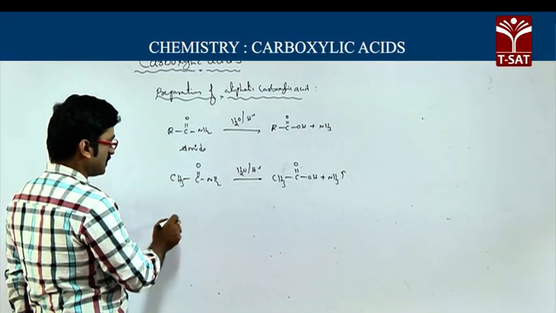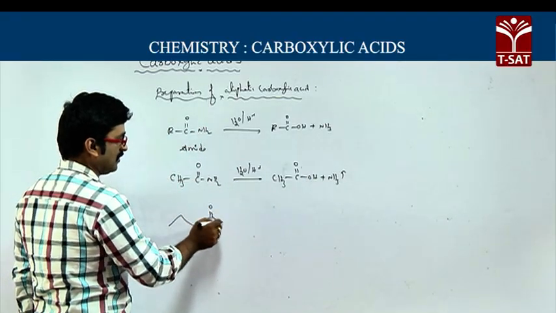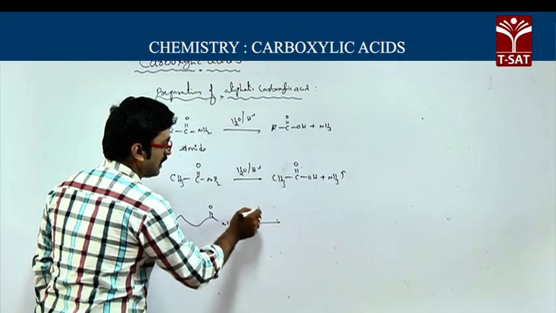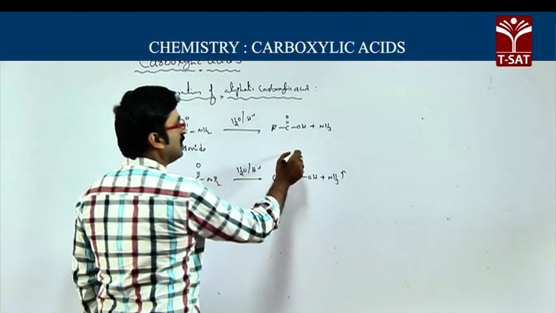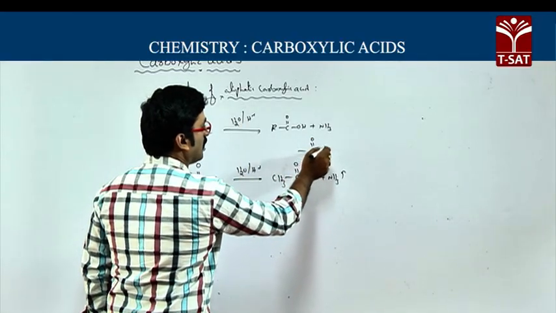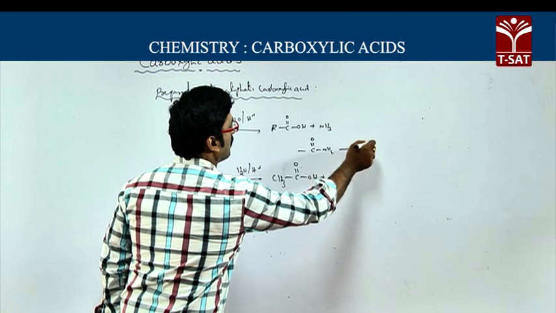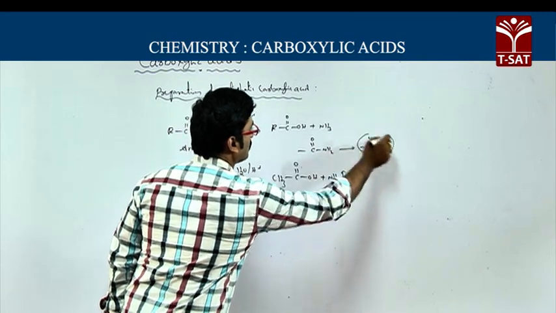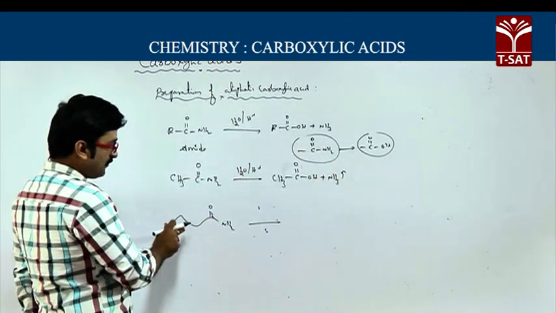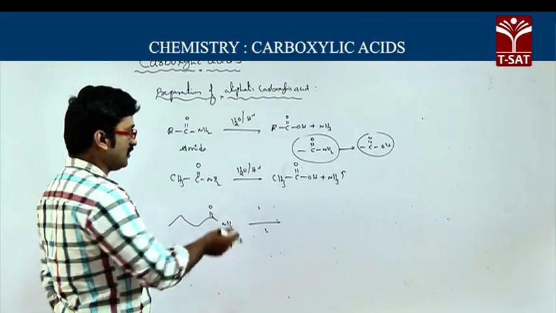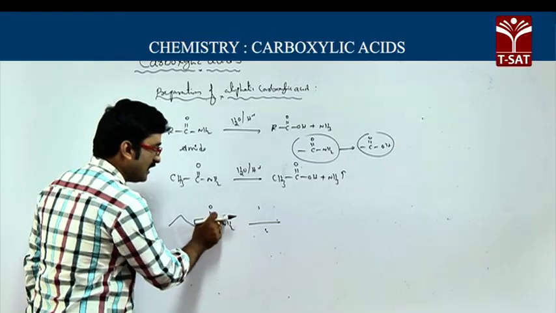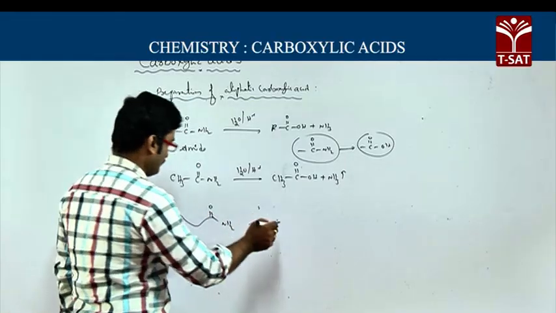Or else we can take this type of compound also, C double bond O NH2. This on hydrolysis in the presence of acid. Very simple. In these reactions, you have to convert CONH2 into COOH. That's all. So the CONH2 group should be converted into COOH. In place of NH2, you have to write OH.